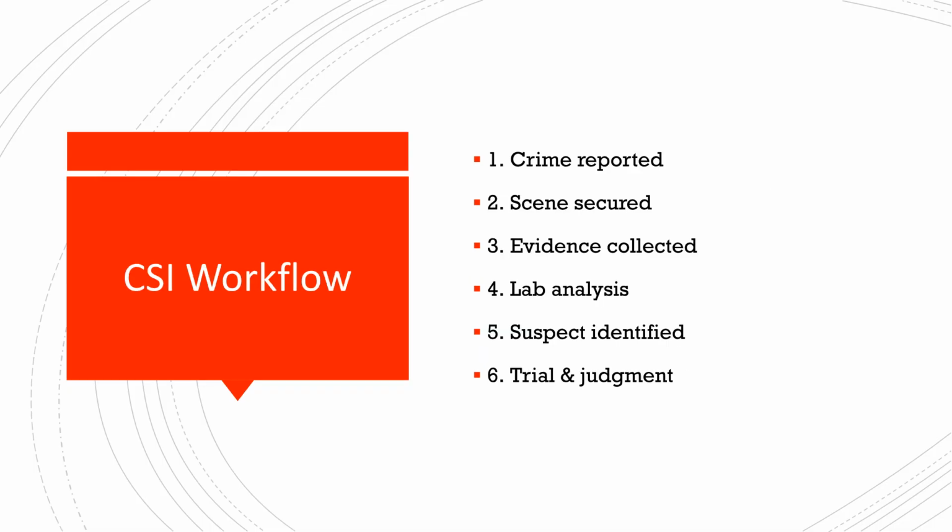The CSI workflow follows 6 steps: crime reported, scene secured, evidence collected, lab analysis, suspect identified, and finally, trial and judgment.